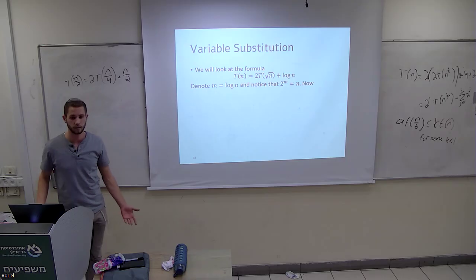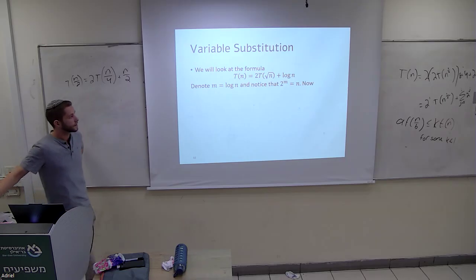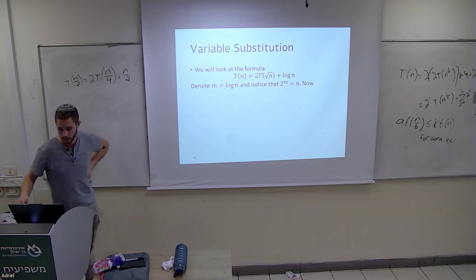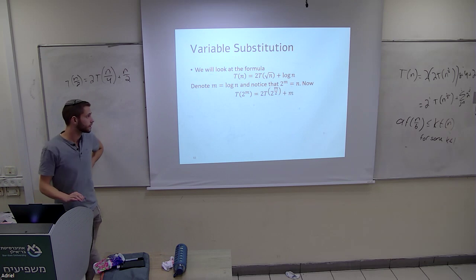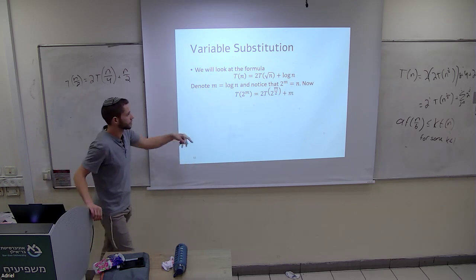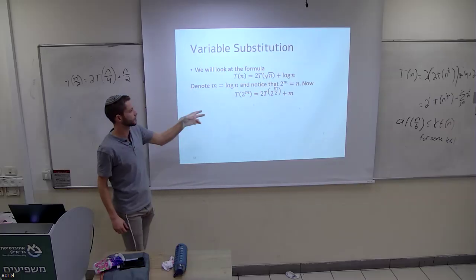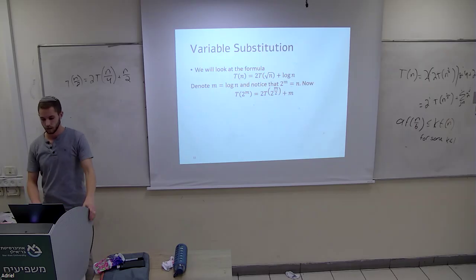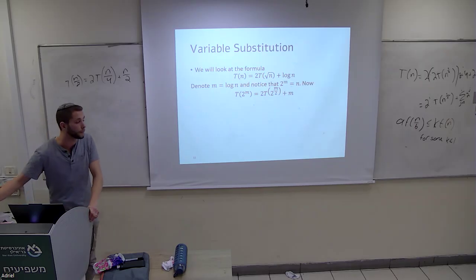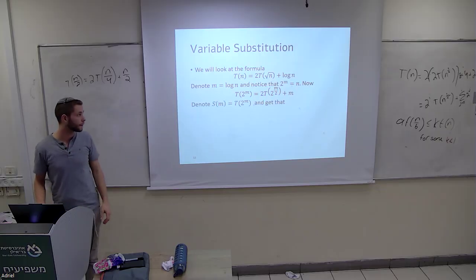But here we're going to use a different trick. Here we're going to denote m equals log n. Therefore, 2 to the power of m equals n. And now we're just going to plug that into our formula. Instead of n, we're going to write 2 to the power of m. We also plug that in here. It's a square root, so it's to the power of half. And log n equals m from how we defined it. So therefore, this is our new function that is dependent on m.